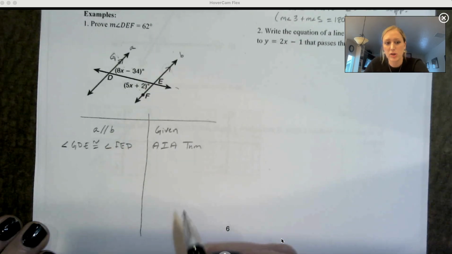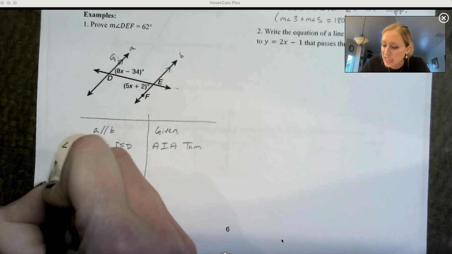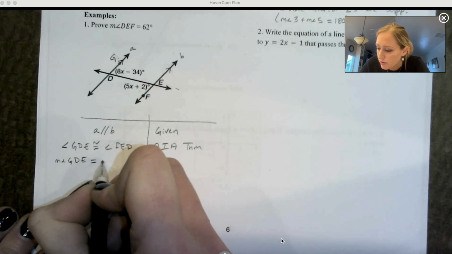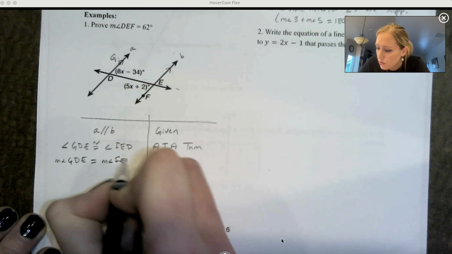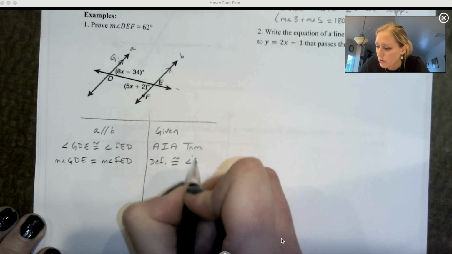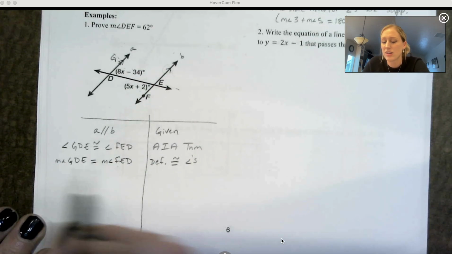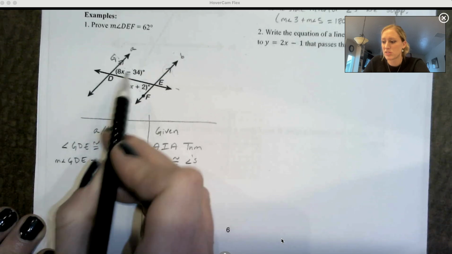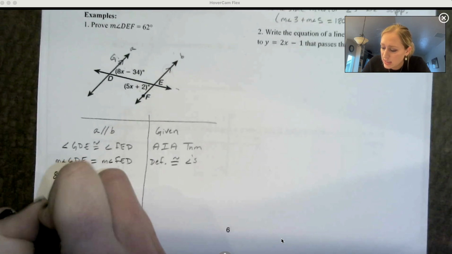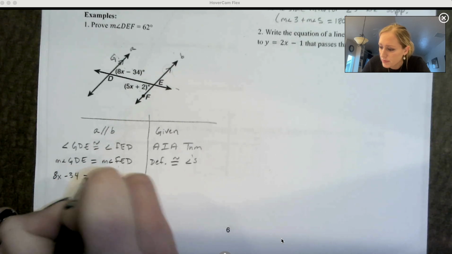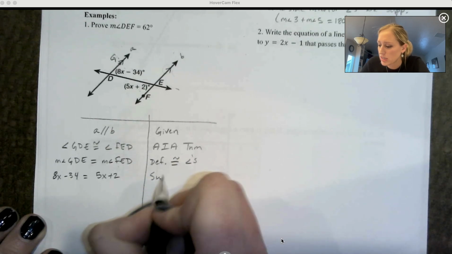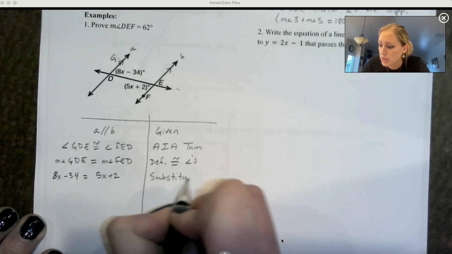So remember, to go from congruent to equals, we use the definition of congruent. So I'm going to replace congruent with equals, using the definition of congruent angles, since I'm talking about angles. Now that I'm in equation mode, I can substitute these expressions in. So I can substitute in 8x minus 34 equals 5x plus 2. So substitution is the property I'm using.